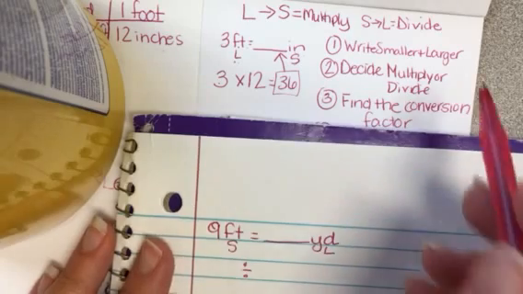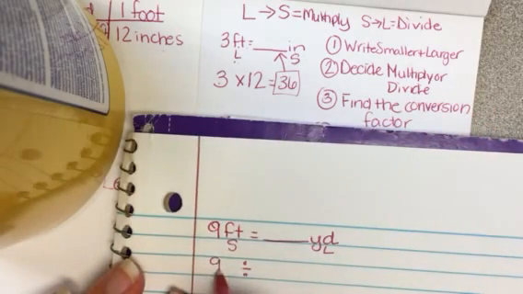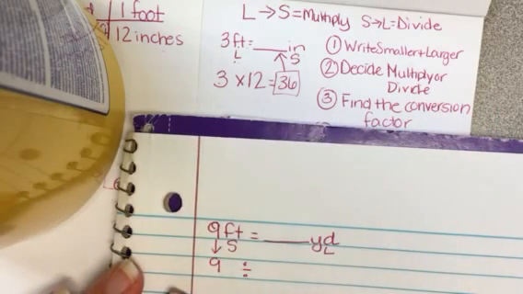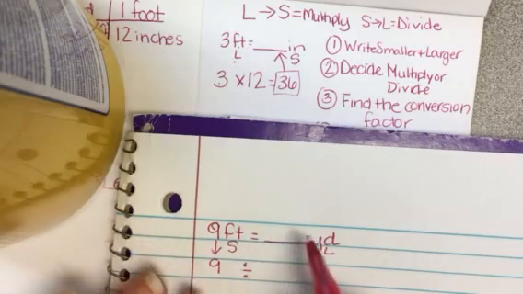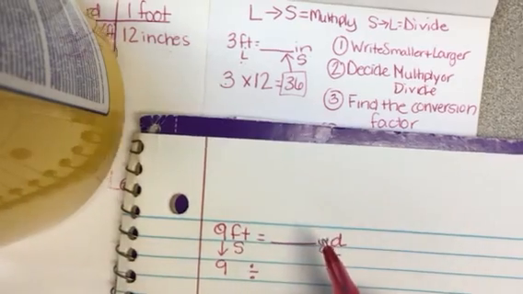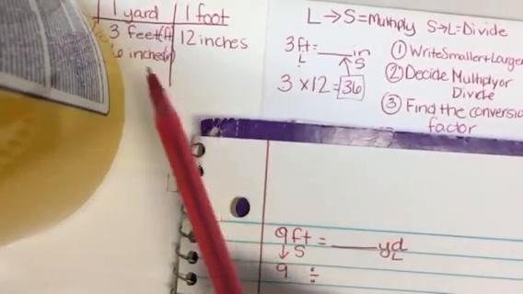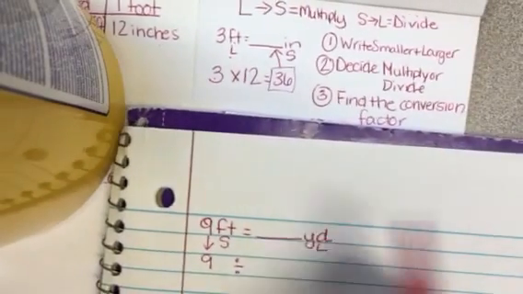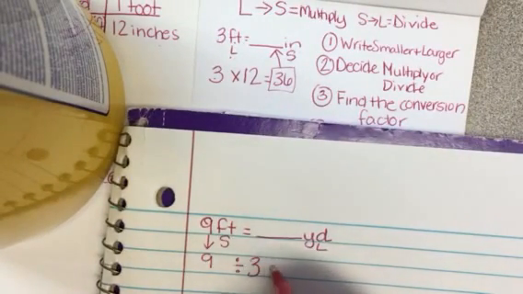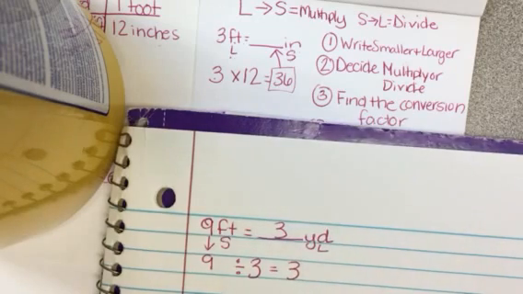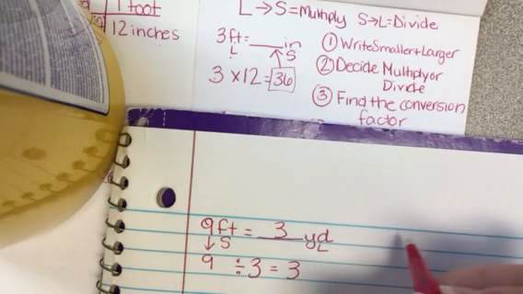Step 3, find the conversion factor. I'm going to copy my 9. What's the conversion factor? How many feet are inside of a yard? I just did that over here. How many feet are inside of a yard? 3. 9 divided by 3 is 3.